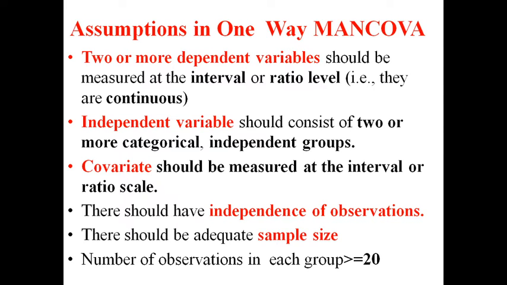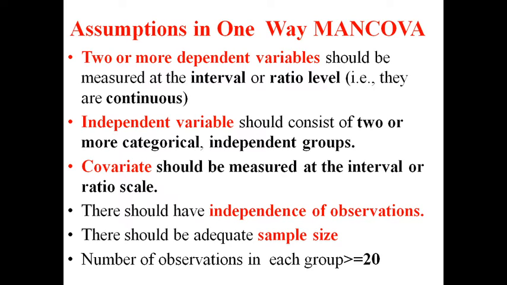So what are the assumptions in one-way MANCOVA? The number one is 2 or more dependent variables should be measured at interval or ratio level, that is, they are continuous. Independent variable should consist of 2 or more categorical or independent groups, so the independent variable should have 2 or more levels. Covariate should be measured at the interval or ratio scale, and there should be independence of observation in the data, and there should be adequate sample size. The sample size should be large, that will give more robust results.